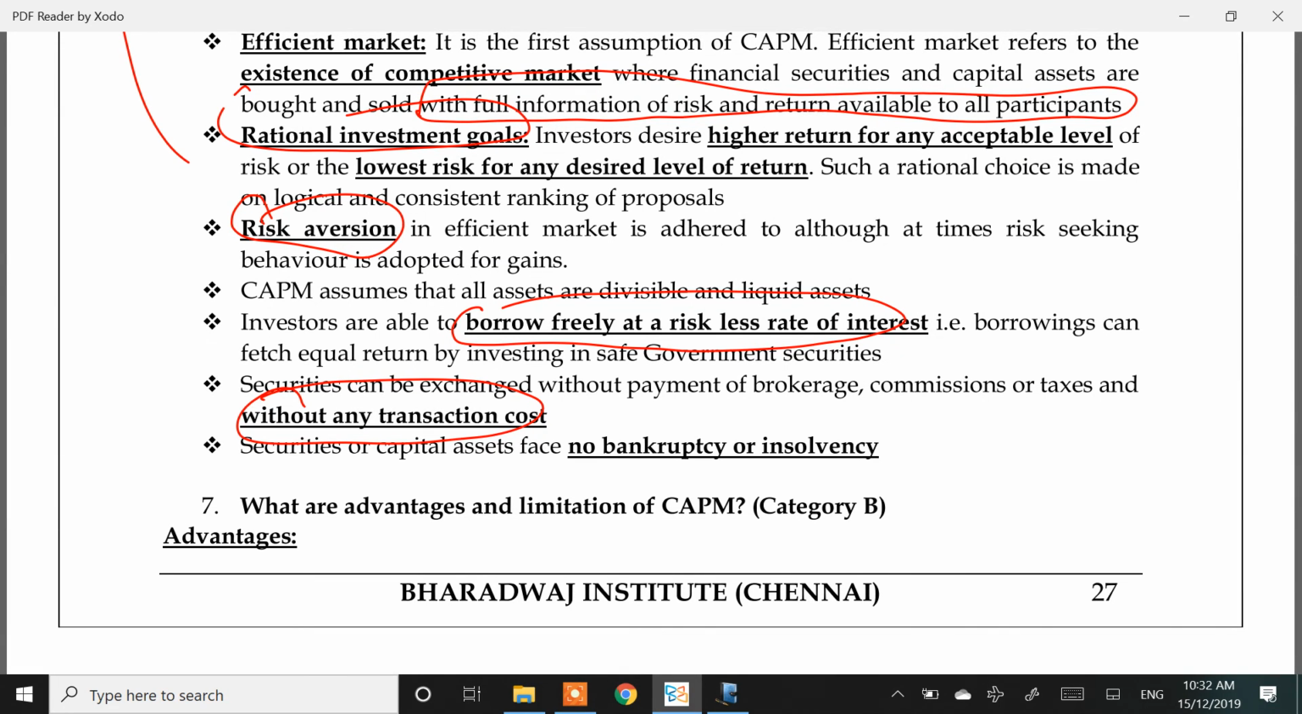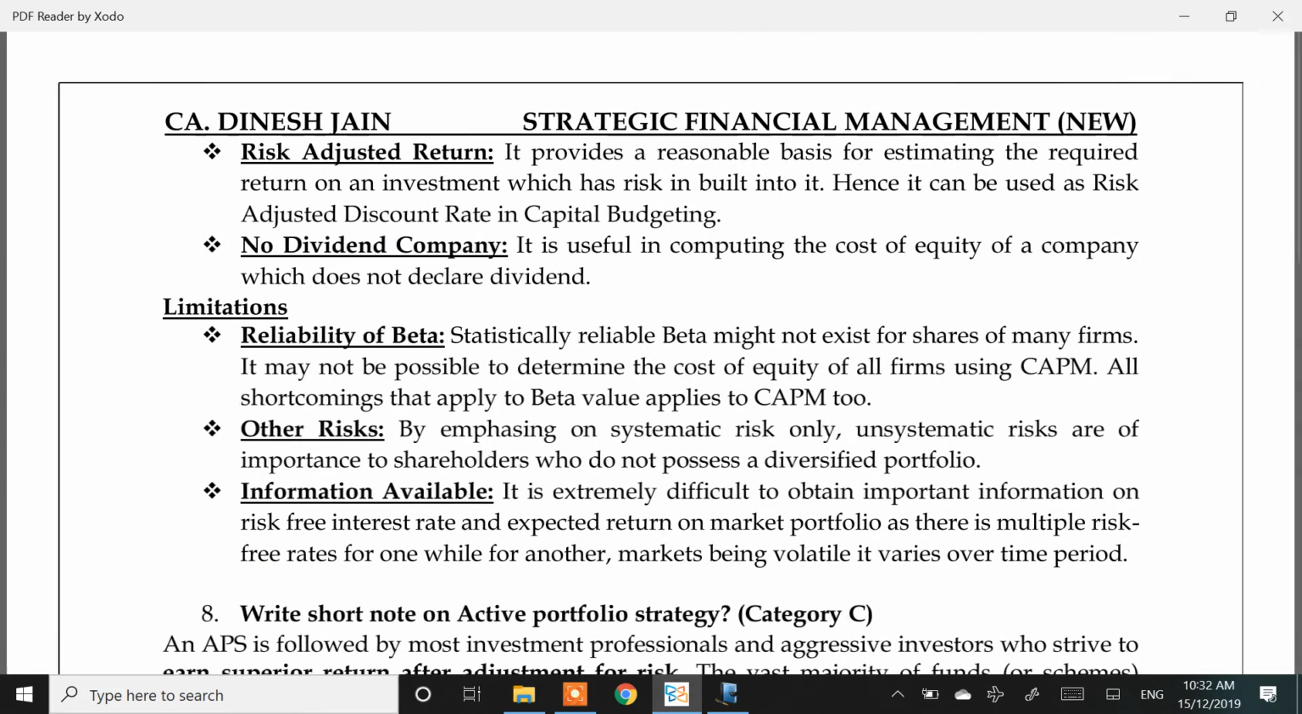Now, what are the advantages and limitations of CAPM? The advantage is CAPM can help me in calculating the risk-adjusted return for any security, which is RF plus beta into (RM minus RF). It can also help me in valuing a company which does not pay any dividend. So it can give me a reasonable basis of calculating risk-adjusted return. And it is also useful in computing cost of equity in case a company is not paying any dividends.